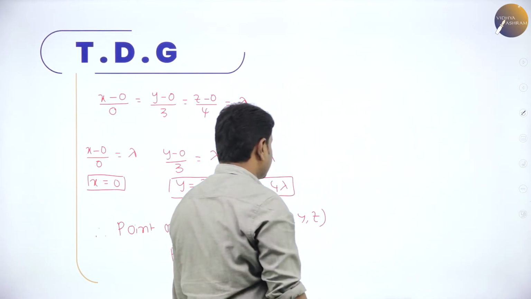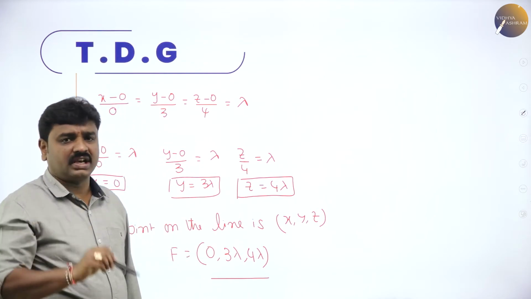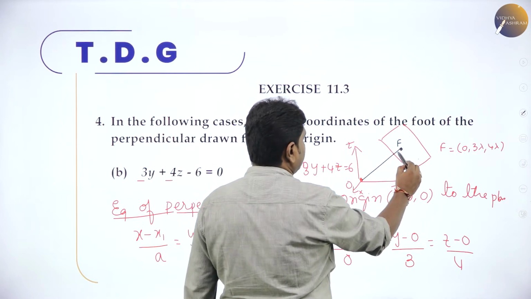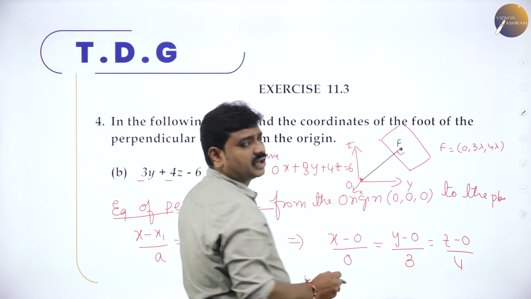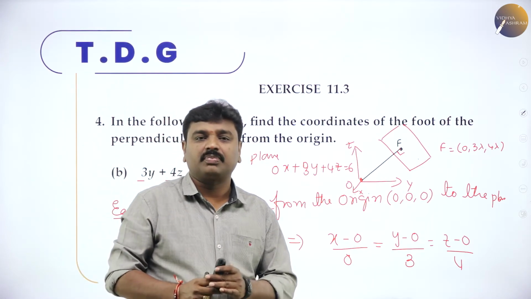Now, dear students, this particular point that I am assuming is on the line. This is your line, called OF, the perpendicular, and F is on the line as well as in the plane. F is also in the plane. If any point is in the plane, it should satisfy the plane equation.